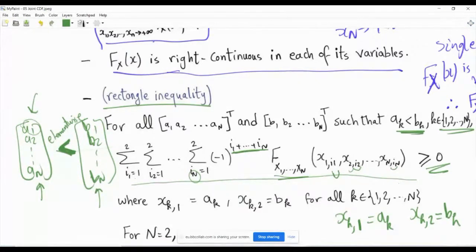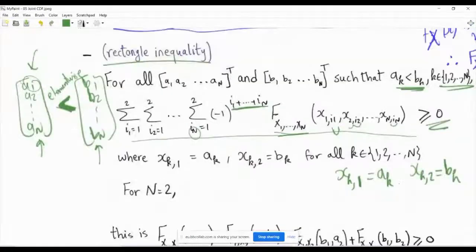So I think the best way to understand it is to do it in the special case when big N is equal to 2. When big N is equal to 2, we can actually see exactly what is going on and why this quantity must be greater than or equal to 0. So what is this quantity when N is equal to 2?